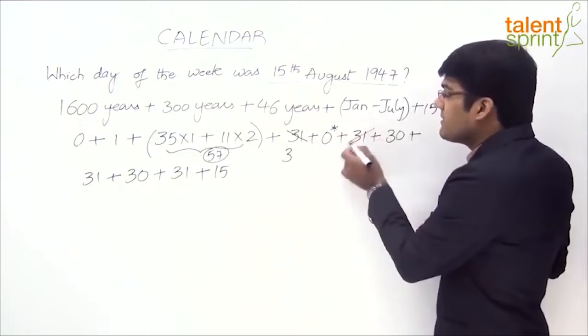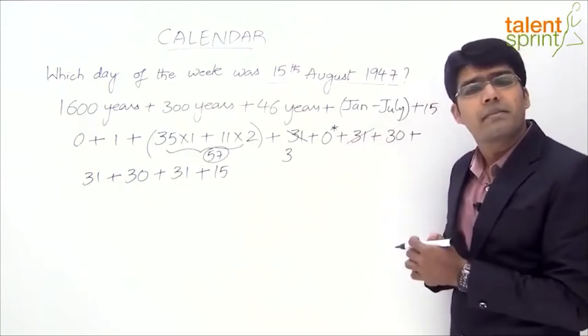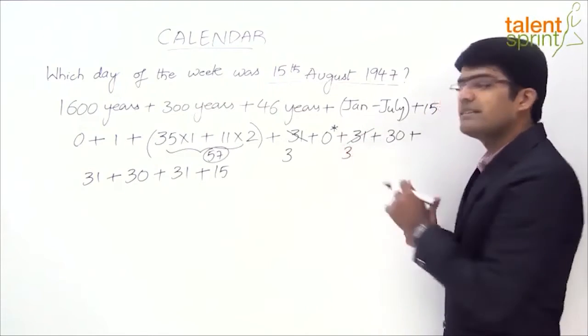Then next comes 31 days in March. 31 days again can be taken as 3 odd days. So here we have 3.